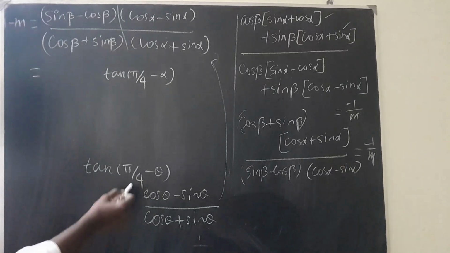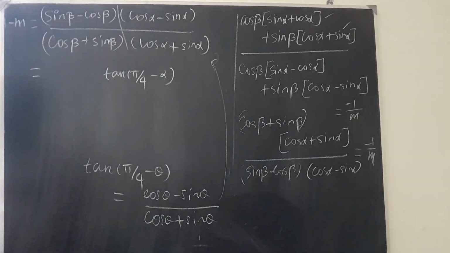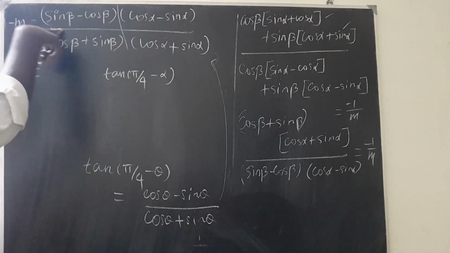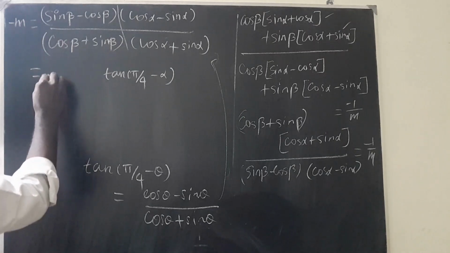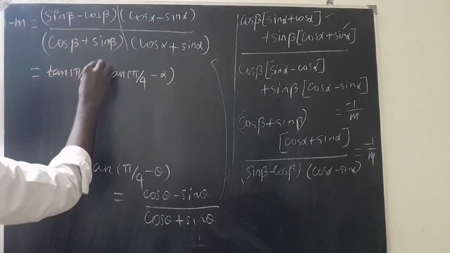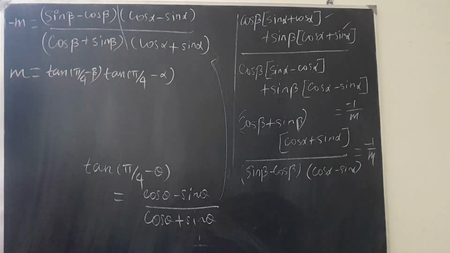Okay. Now the same we can apply here, but there is one problem. What problem? Cos beta minus sin beta should be there. So by taking minus common, that minus and this minus cancelled. So we can write that as tan pi by 4 minus beta is equal to m. Any doubts on this? Am I confusing or are you getting clarity?